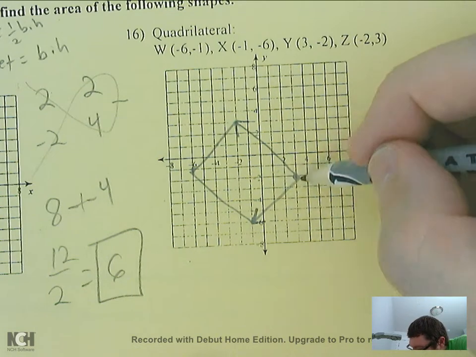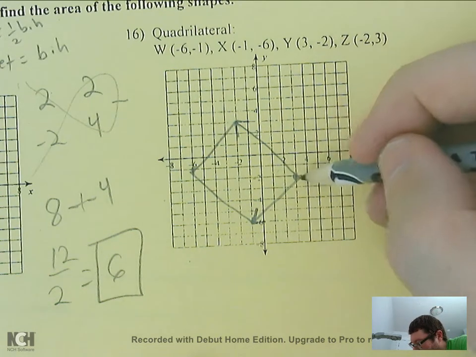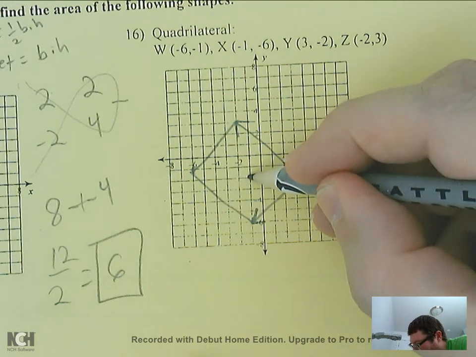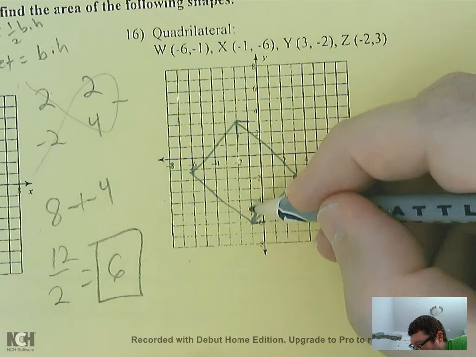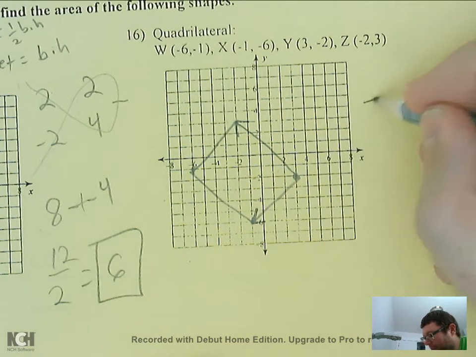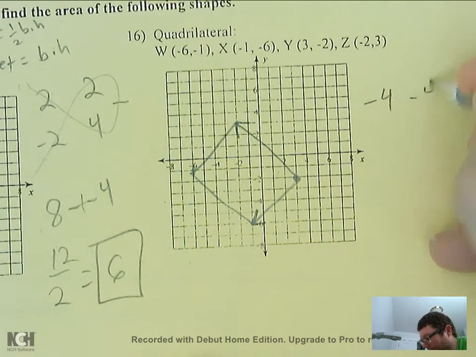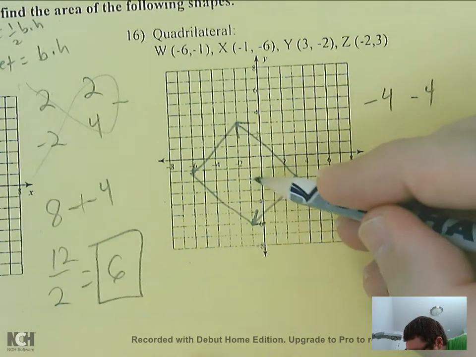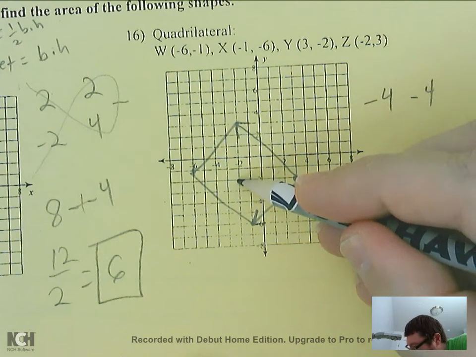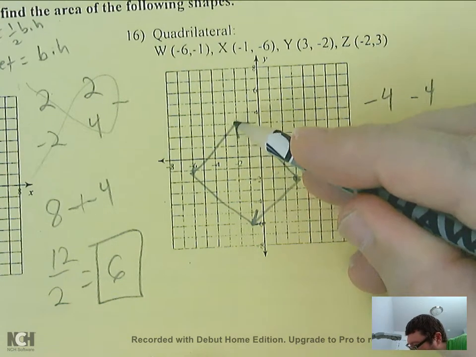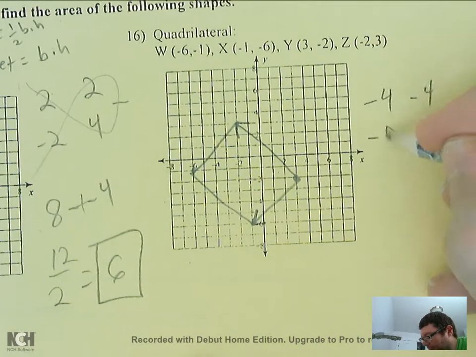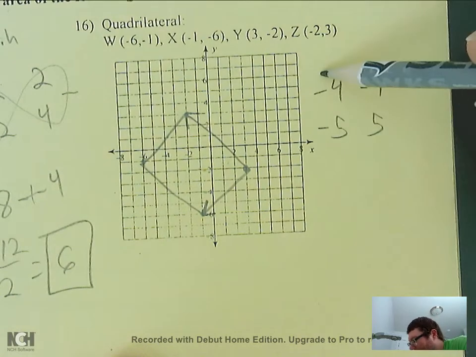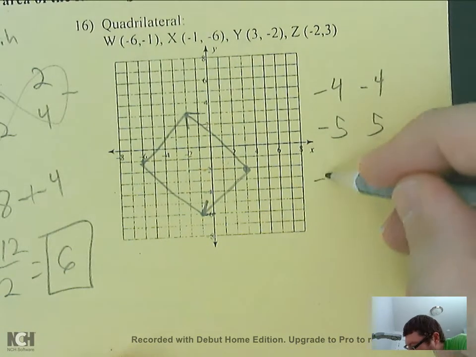Then I just count the horizontal length and the vertical length. So this one is going 1, 2, 3, 4 left and down 1, 2, 3, 4. So those are both negative directions, so -4, -4. Okay, and this one is going left 1, 2, 3, 4, 5, and it's going up 1, 2, 3, 4, 5. So left is a negative direction, up is a positive direction. So that would give me -4 times 5 is -20.